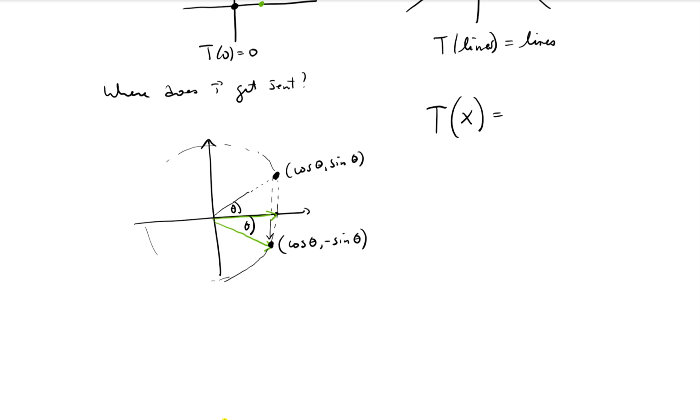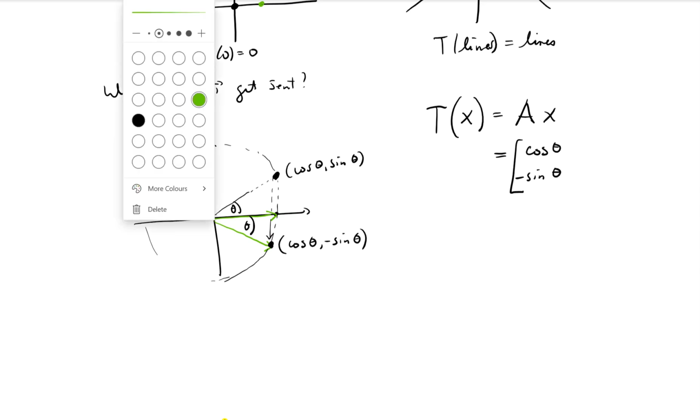So T of x, which we want to write as Ax, because that's what we're trying to find. Finding the linear transformation is just equivalent to finding what that matrix A is. Well, I gets sent onto cos of theta, minus sine theta. So we're almost there. Let's look at J.